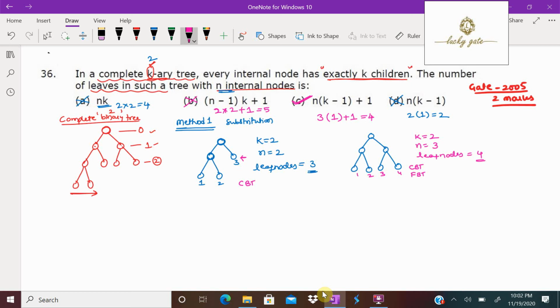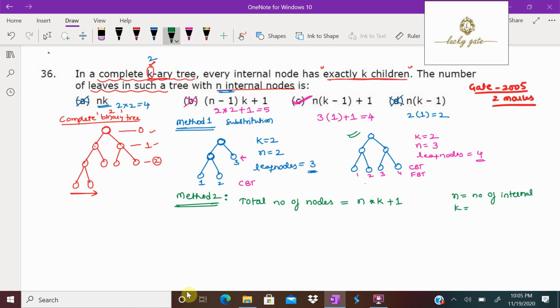Suppose I wanted to prove it. Now we'll solve the same question in method 2. In method 2, we'll see what the total number of nodes possible is. The total number of nodes possible in a k-ary tree equals n into k plus 1. Here what is n? n is the number of internal nodes. What is k? k is the number of children of each internal node in a k-ary tree. And what is plus 1? Plus 1 is the root node.